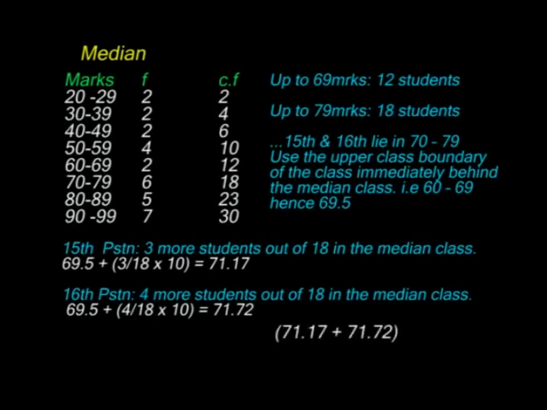So the score at position 15 is 71.17. At position 16 is 71.72. So all we need now is to get the average of the two, and we have 71.44.